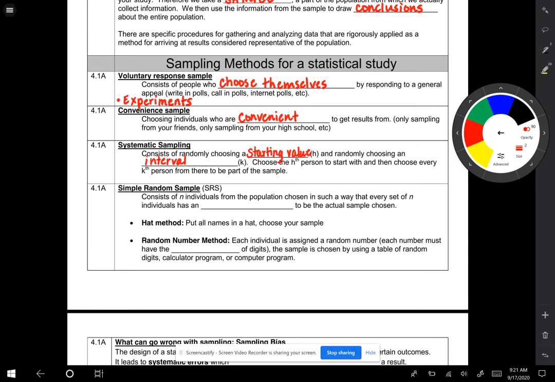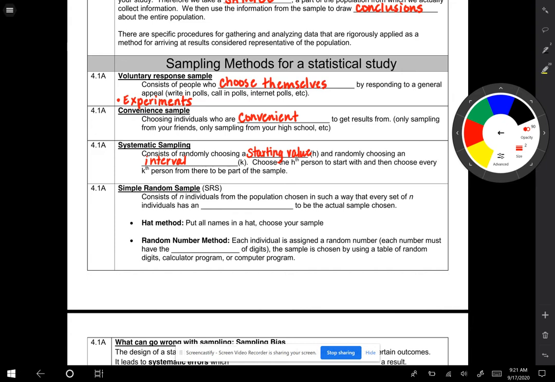Now, this one, some people like it and it's used often, but it doesn't always get everyone in the sample, because there are some people that are never going to be able to be chosen. So, not the most random, but still better than the other two.